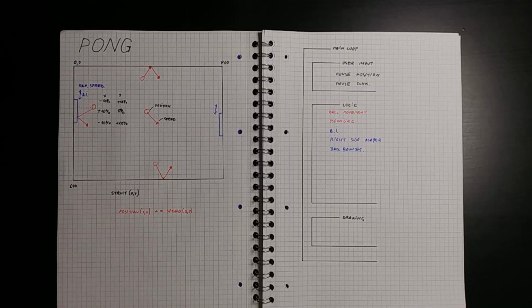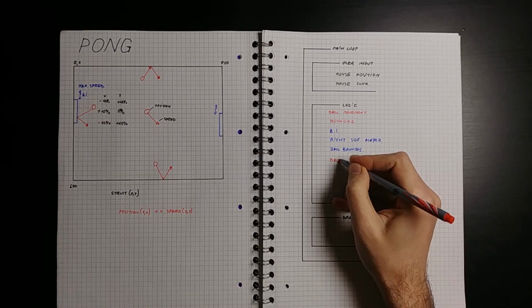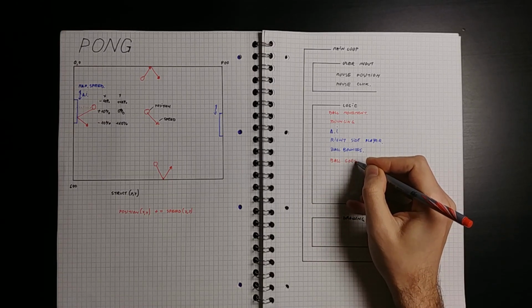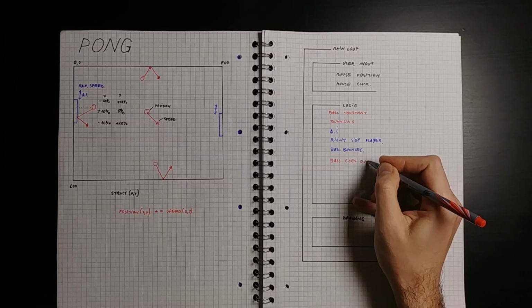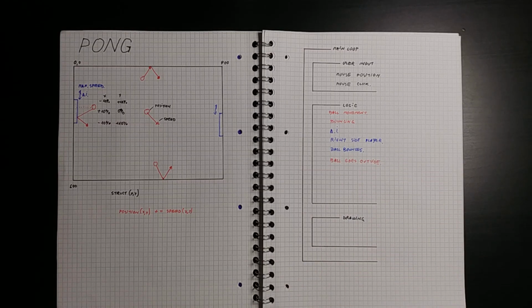The last element I would like to focus on is if one of the players loses, which is checking if the ball goes outside the screen on the x-axis. In case that happens, I will just block any logic of the game until the player clicks the mouse, which will restart the game. The third part of almost any game engine is drawing on the screen.